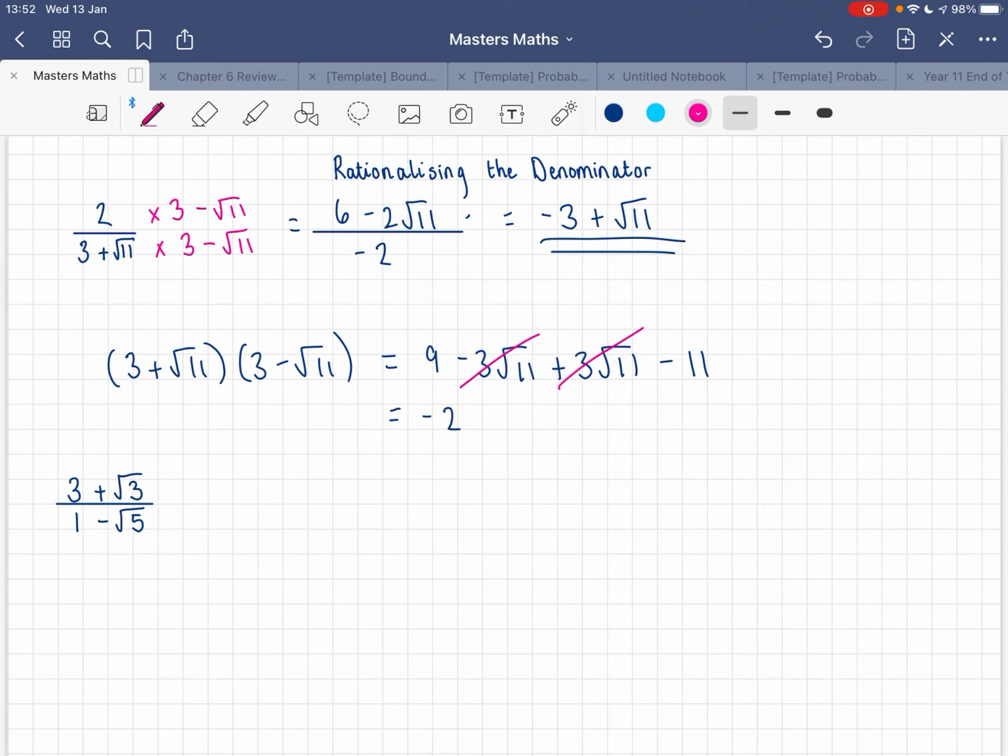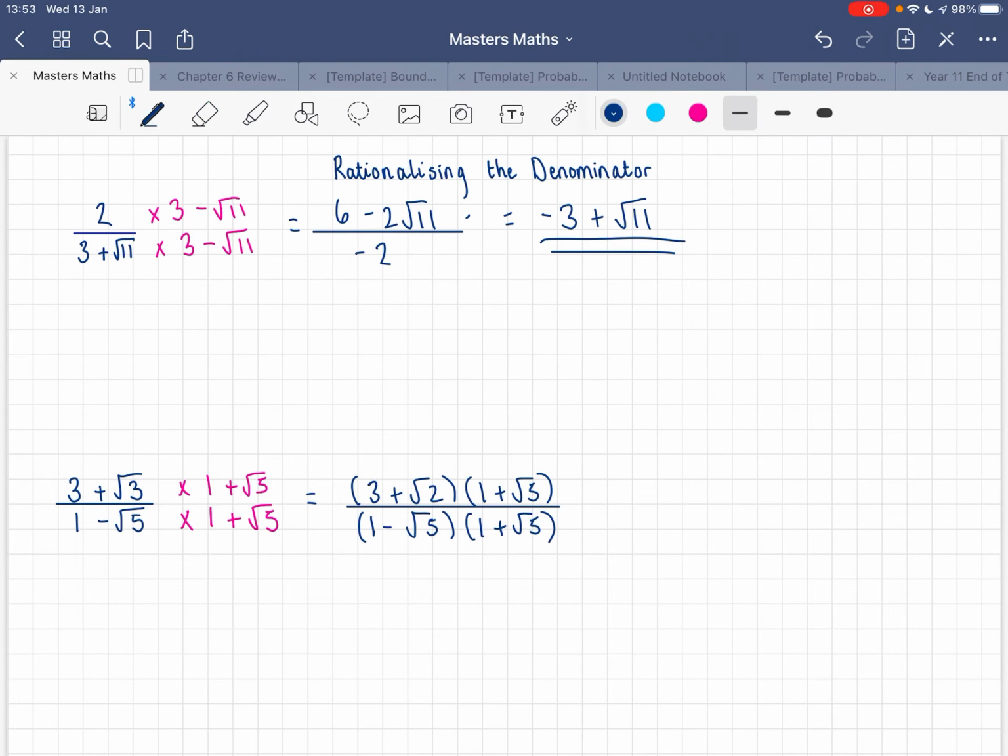It's the denominator we're interested in, so we're going to multiply top and bottom by 1 plus root 5. Again, I've changed the sign in there. I'm going to write it out as brackets first, just so you can see what I'm doing. On the top, I have the 3 plus root 2 multiplied by 1 plus root 5. On the bottom, I have 1 minus root 5 times 1 plus root 5. I'm going to expand them both out, kind of out of the way.